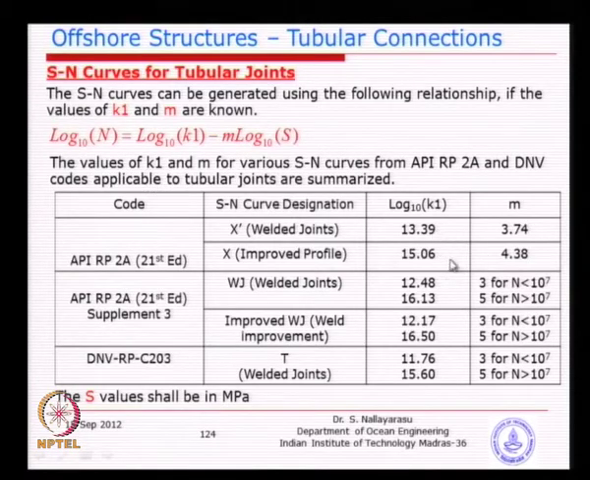In the earlier version of API you can see here 13 and 15, with slopes 3.74 and 4.38, whereas in the new version there is a slight change: 12.48 and 16. The slope has been differentiated between the steep slope and the gentle slope, with the demarcation at N equal to 10 to the power 7 cycles. You will see this in the graph. The DNV curve is not a major difference. If you compare 12.48 versus 11.76, and 16 versus 15, the DNV curve is slightly conservative.